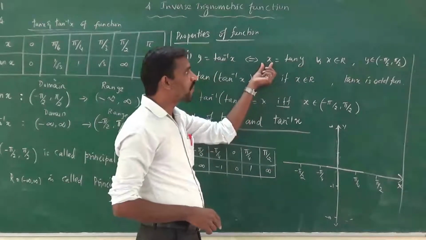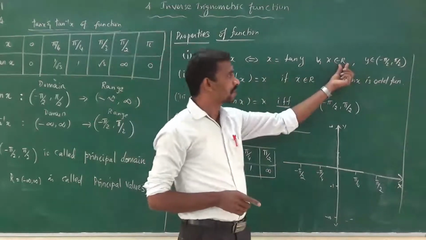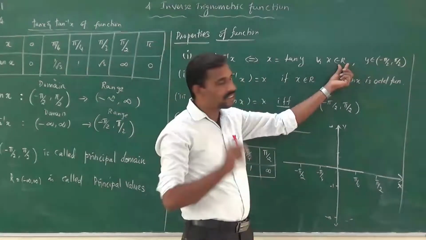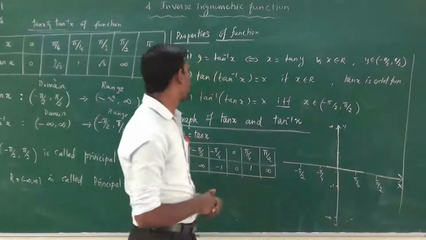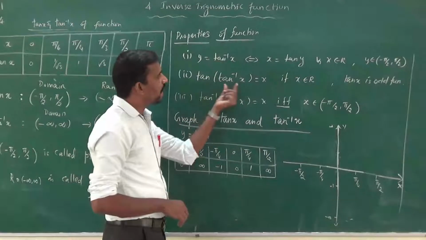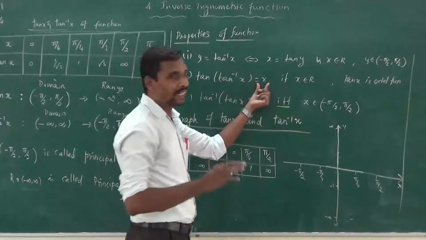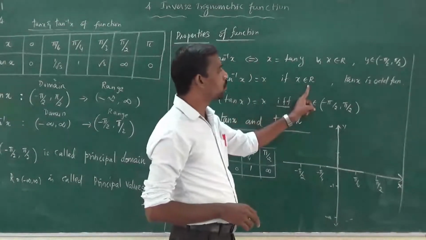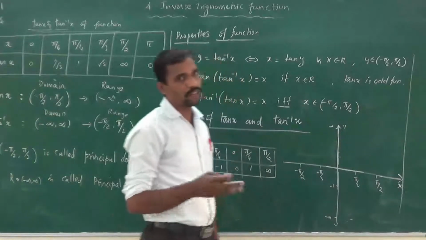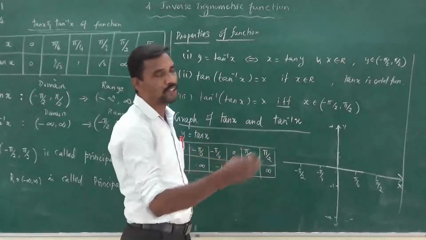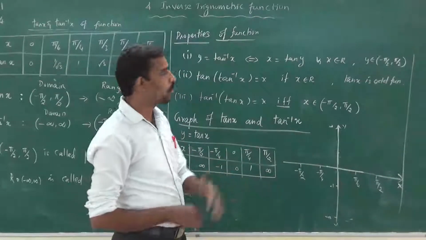Then what is the placement of x? The placement of x is nothing but the real numbers, that is minus infinity to plus infinity, and y lies in minus pi by 2 to plus pi by 2. Then tan of tan inverse x is nothing but x if x belongs to R. Here tan x is an odd function. You know very well, odd function: f of minus x is equal to minus f of x means odd function.